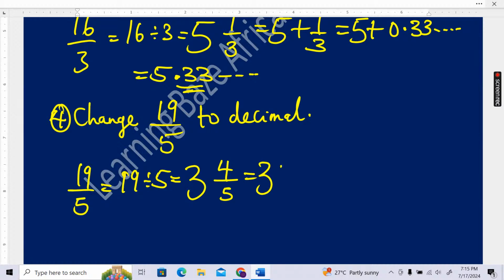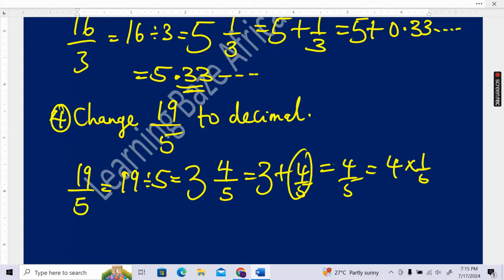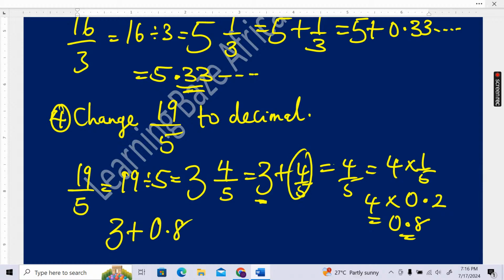So in essence, this means 3 and 4/5. And that's equal to, what is 4/5? 4/5 means 4 times 1/5. And 1/5 in decimal expansion is 0.2. So 4 times 0.2 is equal to 0.8. So don't forget that we have the 3 whole number right here plus 4 over 5. The 4 over 5 that we got is 0.8. So that will be plus 0.8, and the answer is equal to 3.8.